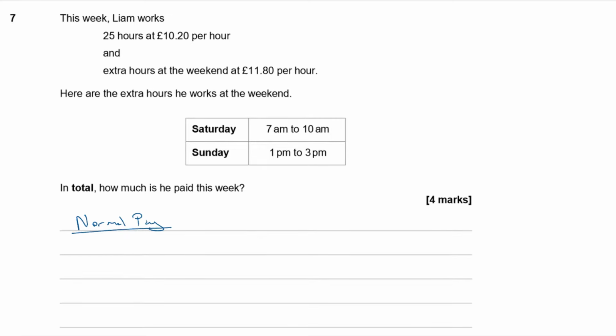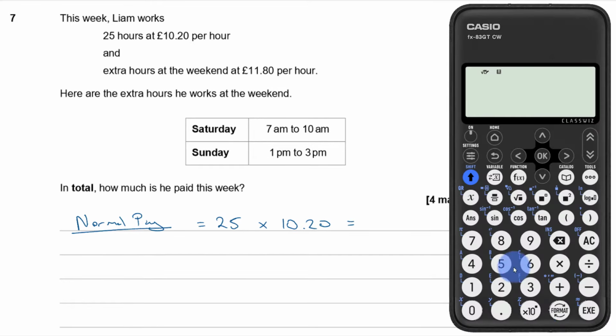This is his normal pay. So he normally works 25 hours, and he's paid at £10.20 an hour. So what's that then? So we just need to type that into the calculator, don't we? 25 times £10.20, that comes to £255. So he's earning £255 normally. Then he's got his extra pay.